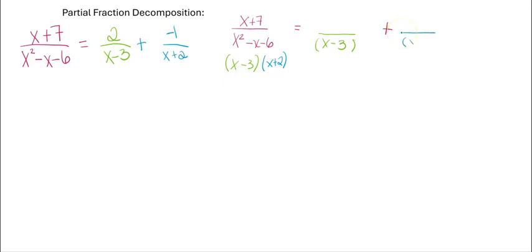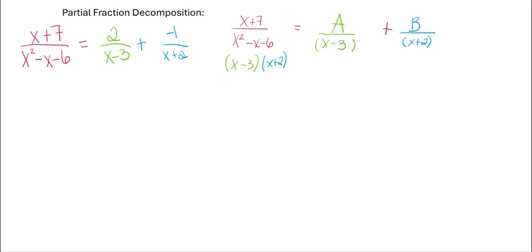And x plus 2. But I don't know what my numerator is. My numerator has to be something that adds up to be x plus 7. And since I don't know what it is, I'm going to call the numerator of my first one A and the numerator of the second term B.